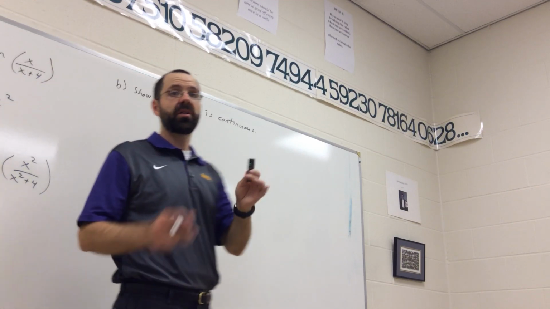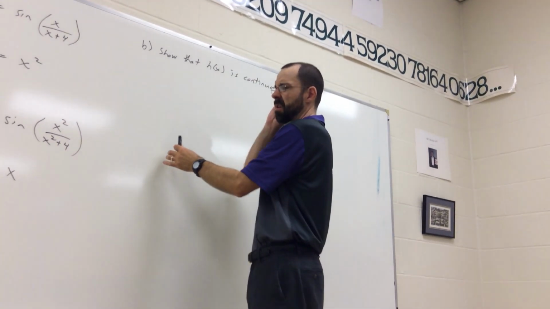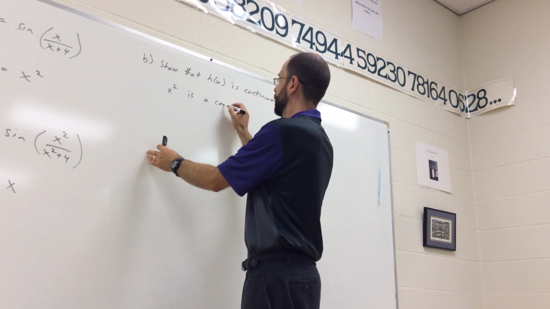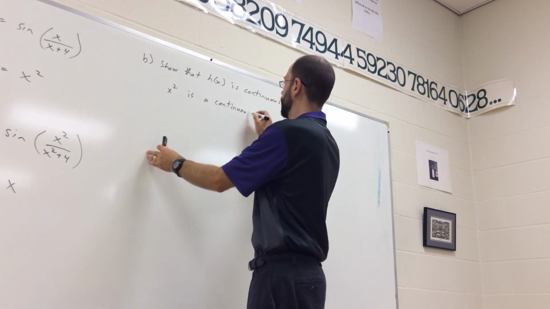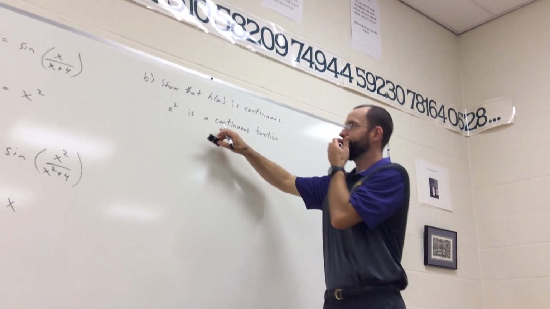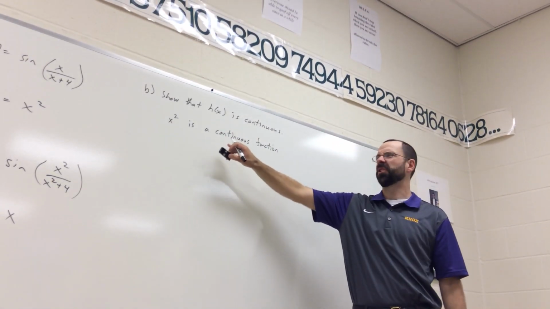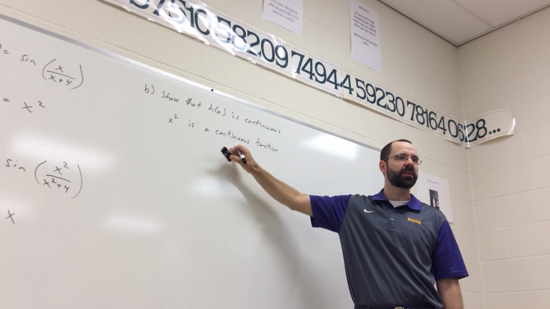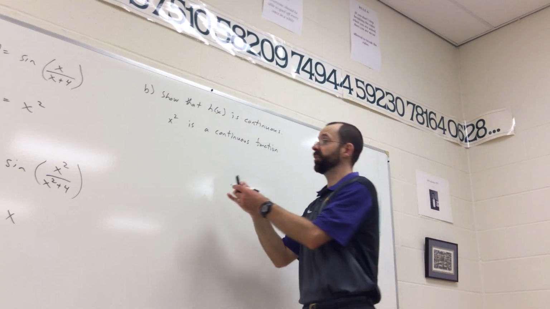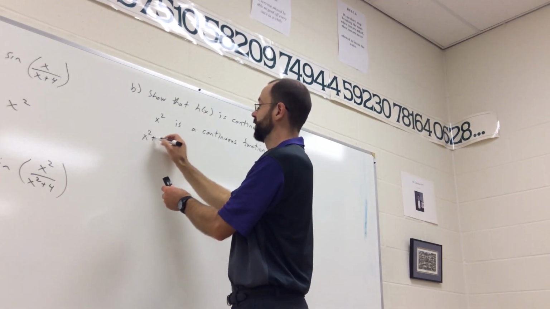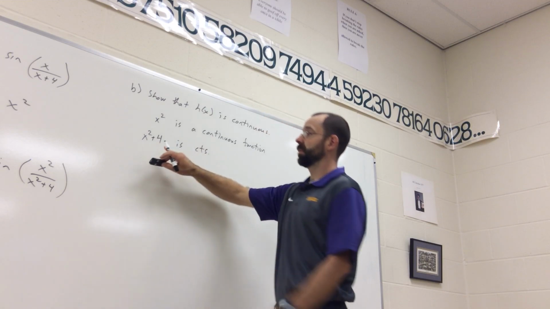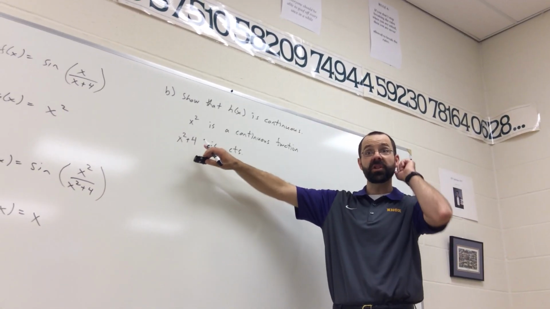Okay, so first of all, x squared is a continuous function. So how do I know that x squared is continuous? Because it's a polynomial. Good. Okay, then also x squared plus 4 is continuous. That's also a polynomial.